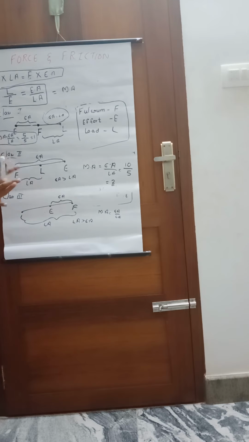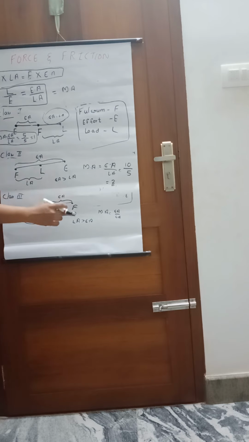We can assume here the length of this load arm is greater than the effort arm. So we are just taking some random numbers. But in the case of load and effort, we don't have any idea how much force we have to apply. That is why we are taking this formula, effort arm divided by load arm, for finding the mechanical advantage of class 1, 2, 3 levers.